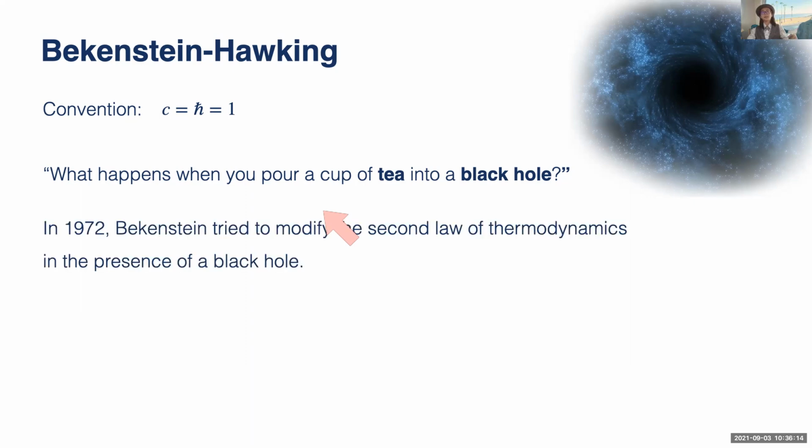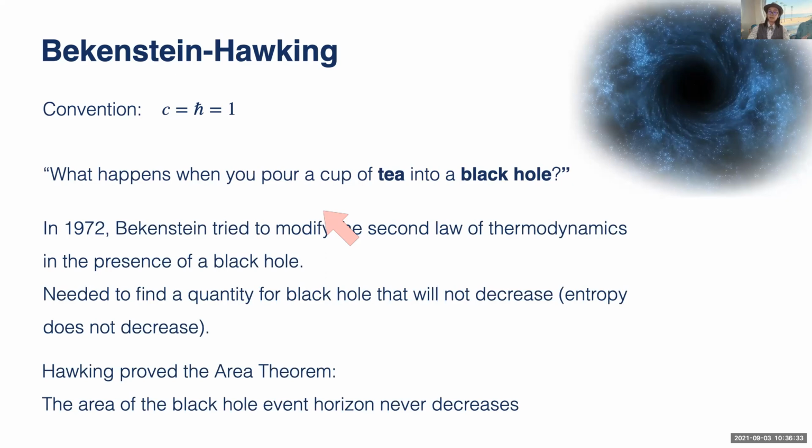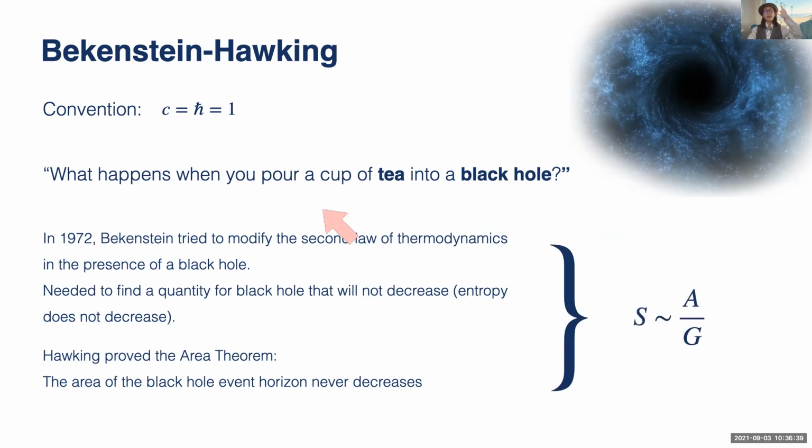So in 1972, Bekenstein tried to modify the second law of thermodynamics in the presence of a black hole. And for that, he needed to find a quantity for the black hole that will not decrease, because entropy does not decrease. And by then, Hawking had proved the area theorem, which states that the area of the black hole event horizon never decreases. So great, combining all these factors, Bekenstein came up with the ansatz that up to an overall factor, the entropy is proportional to the area of the event horizon A over Newton's constant G, where Newton's constant is there really just to fix the dimension, because there is no dimension for entropy.